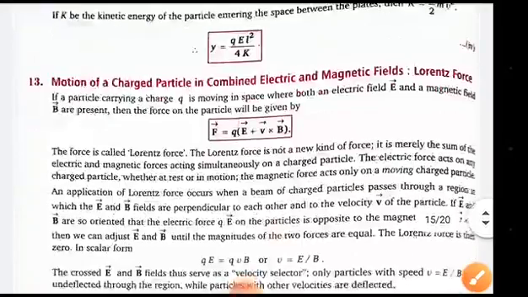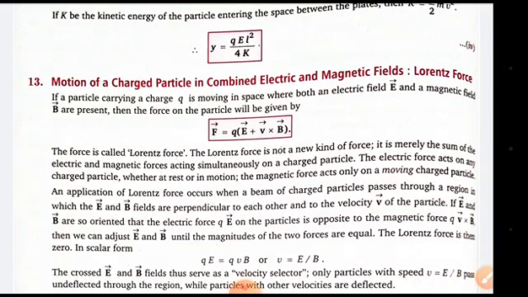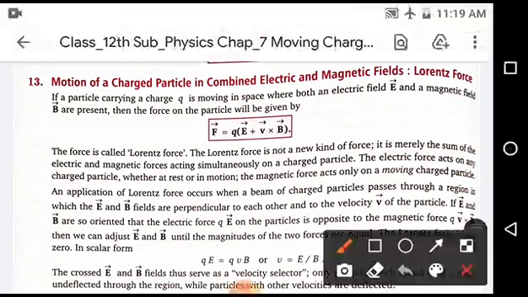Now students, we will discuss the motion of a charged particle in a combined electric and magnetic field. That means if any charged particle is moving in a magnetic field as well as an electric field, both fields at the same time, then the Lorentz force working on that particle will be F is equal to q times E plus v cross B. That means the magnetic force is qvB and the electric force is qE.